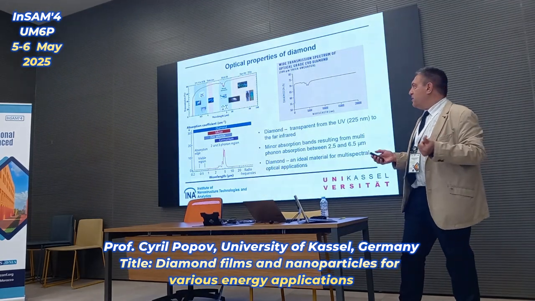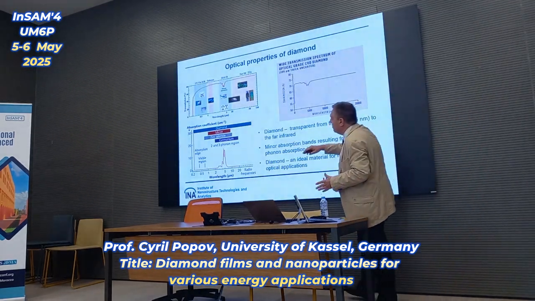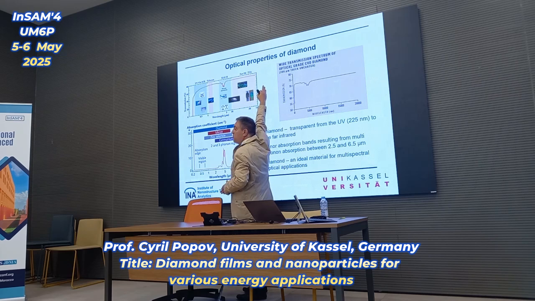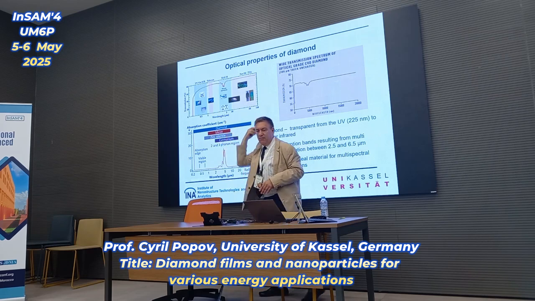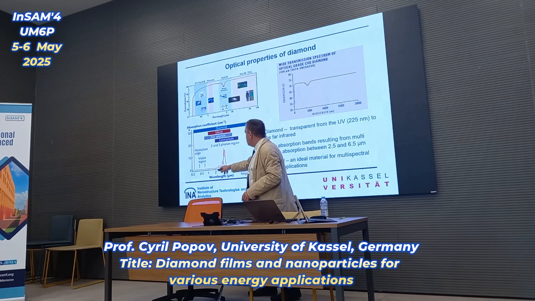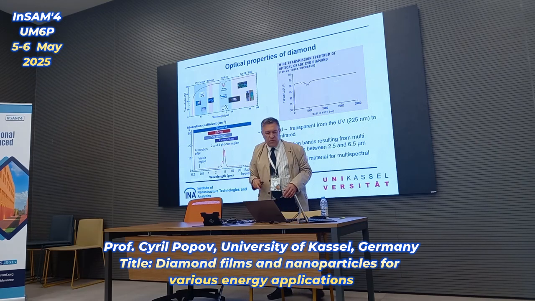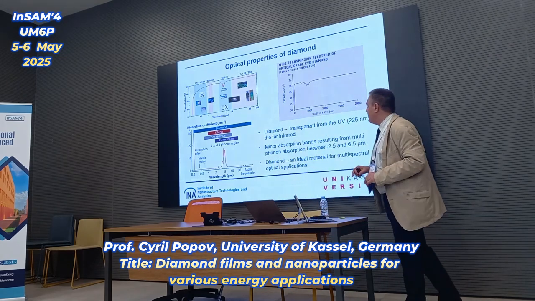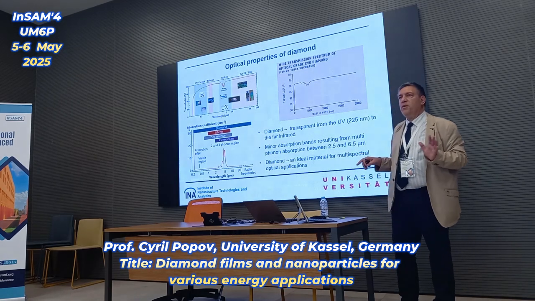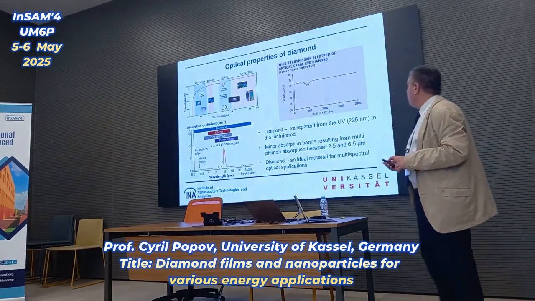I spoke about optical properties. Diamond is a transparent material from the ultraviolet, so this is the band edge, to the far infrared. When we speak about the microwaves applied here, they are even beyond that. The only absorption observed is in the range 2.5 to 5.6 micrometers, due to two- and three-phonon absorption. Otherwise it is absolutely transparent. That's why it is an ideal material for multispectral optical applications, also in fusion reactor systems.